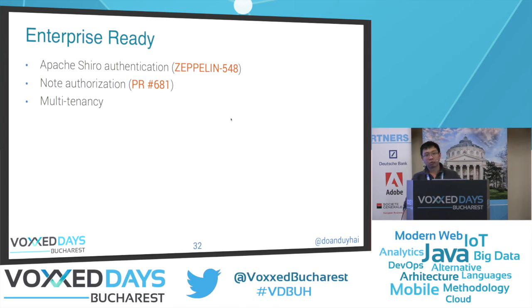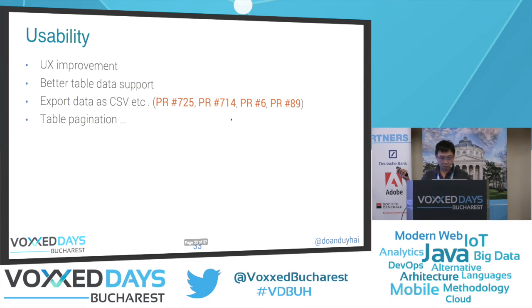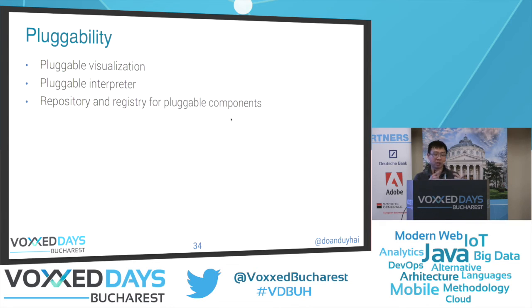To be able to be deployed in production, you need security. They have already done an integration with Apache Shiro for authentication. There is a pull request for authorization on each node, so who has the right to see or to execute this node. There's some work being done on the interface, so you can export the table data as CSV, as PDF, as Excel format, and paginate the table too.